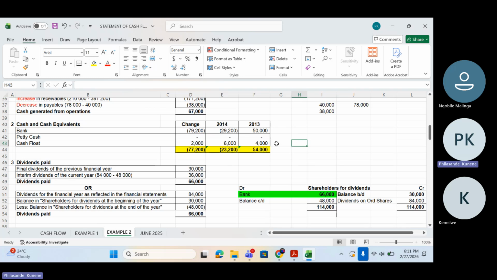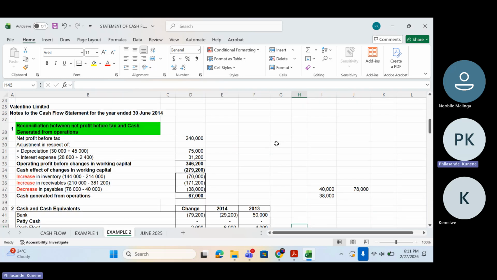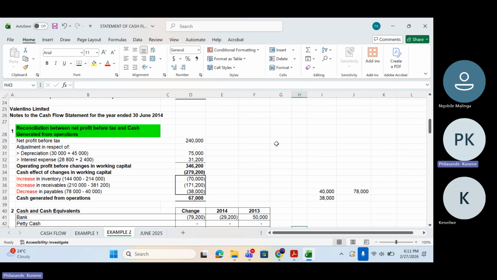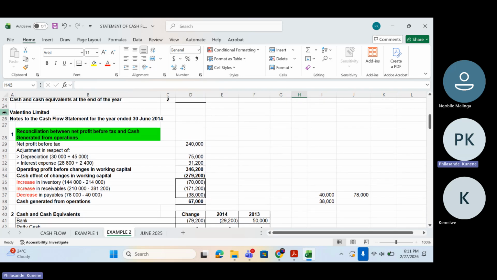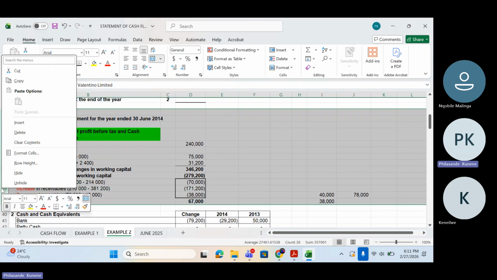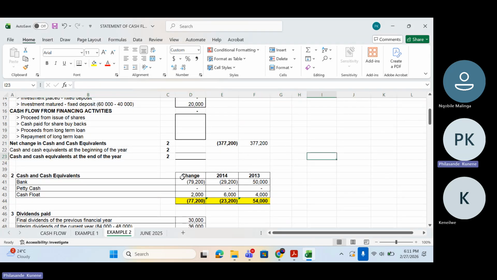Okay, so going to my cash flow statement, what am I going to have there? Let me just hide this part for now, so that we can see how we're going to record it there. If you look here, for my cash and cash equivalents at the end of the year, how much do I have? I'm having an overdraft. But at the beginning, I'm having 54,000 rand. Then cash and cash equivalents at the end of the year, how much do we have?